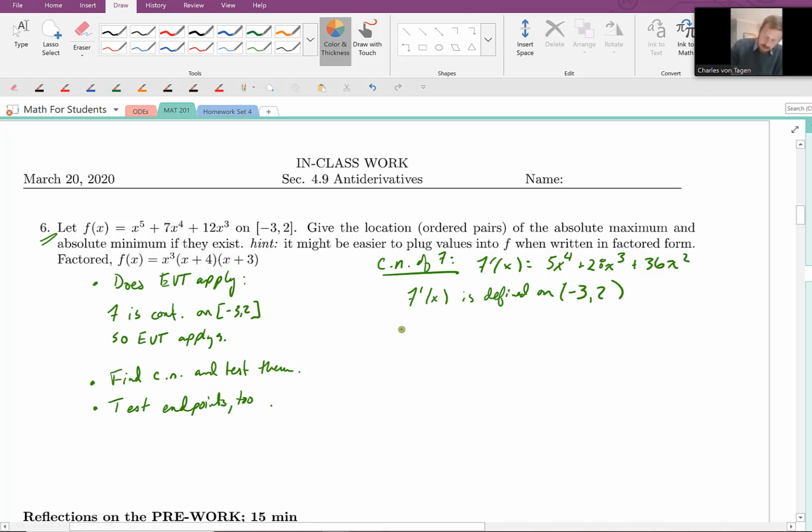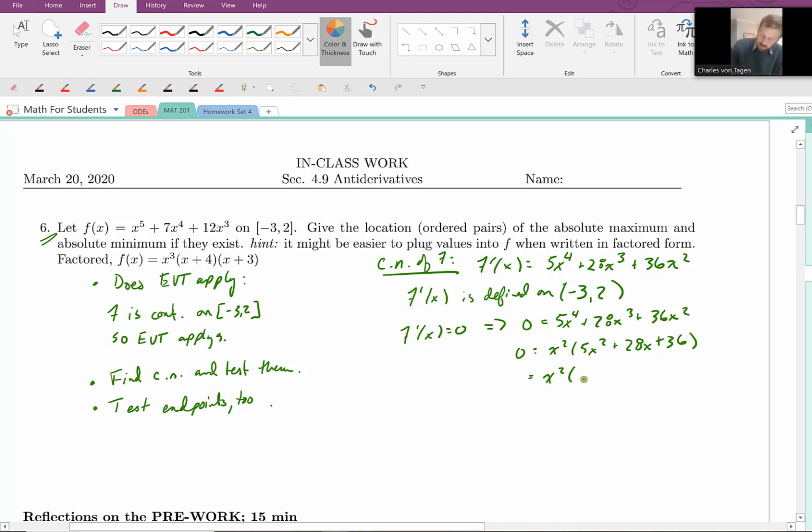But where is it 0? f prime of x equals 0. That would happen if 0 is equal to 5x to the fourth plus 28x cubed plus 36x squared. What can I do now? I can factor out an x squared. That'll leave me with 5x squared plus 28x plus 36. And then this factors.